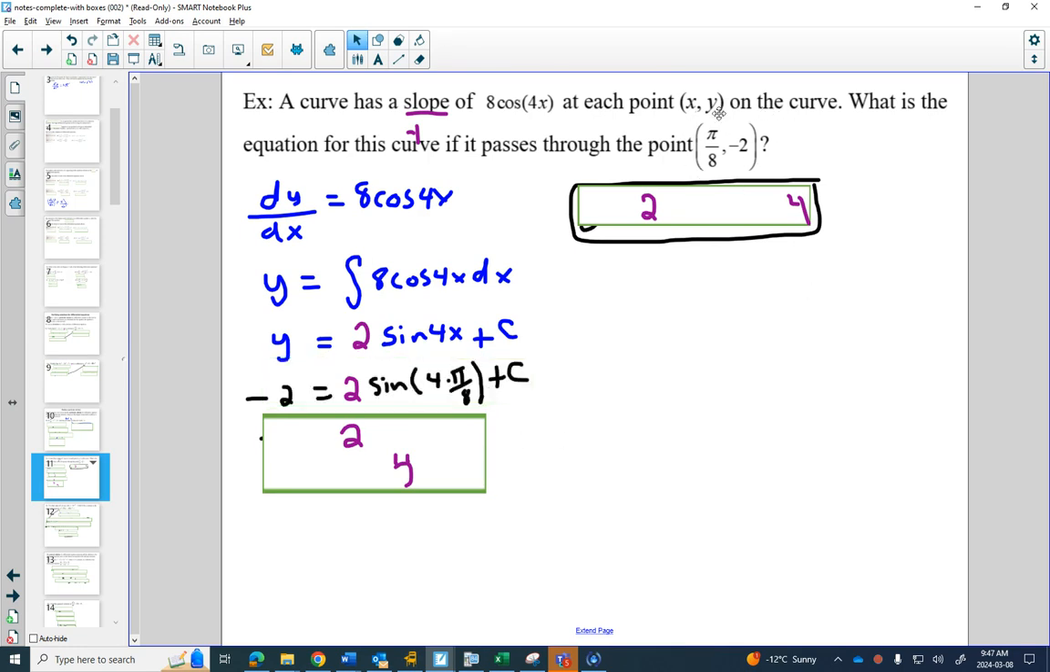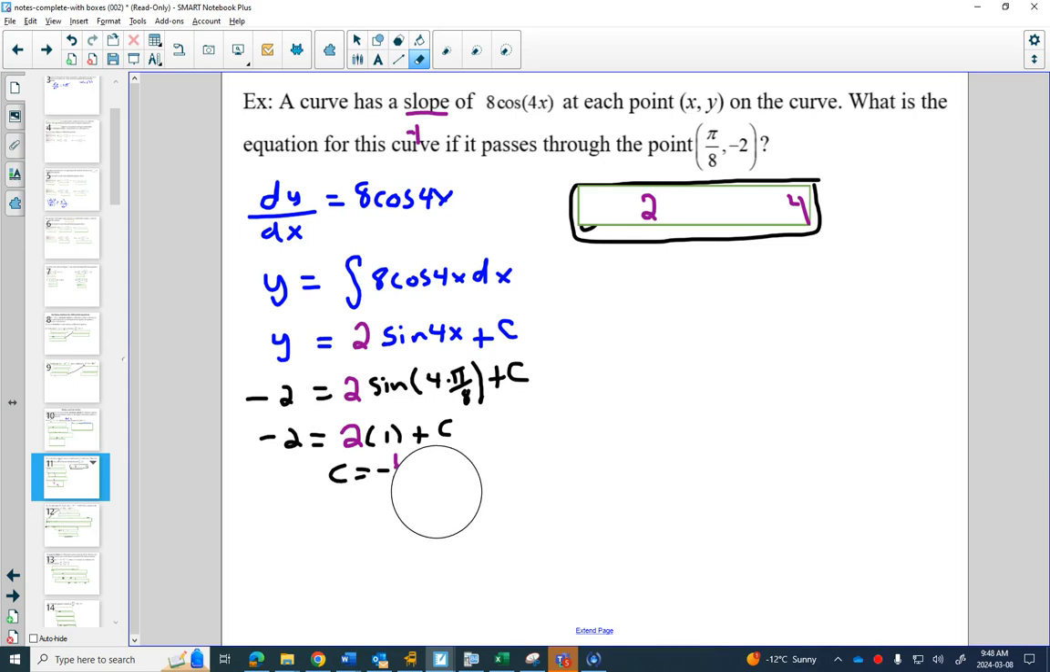And now we have our initial condition here. We know that when x is pi over 8, y is negative 2. So now we can solve for c. That is one ugly looking 4. And we get our original equation.